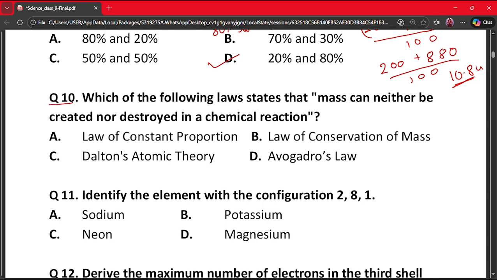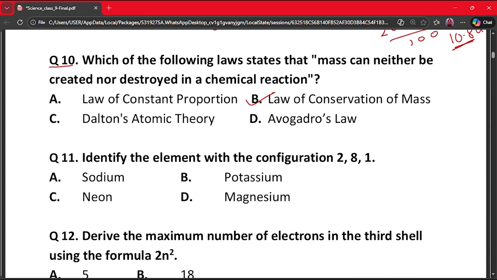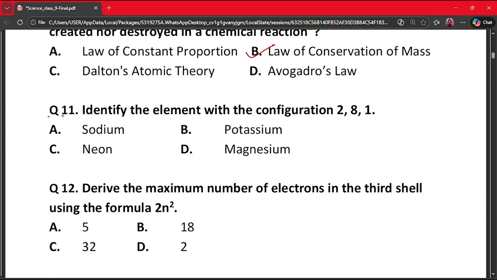Question number 10. Which of the following laws states that mass can neither be created nor destroyed in a chemical reaction? A. Law of constant proportion, B. Law of conservation of mass, C. Dalton's atomic theory, and D. Avogadro's law. Here the correct answer is option B, because law of conservation of mass says mass is neither created nor destroyed.